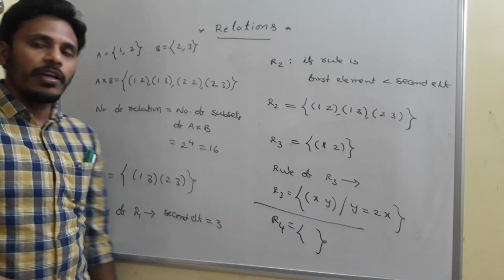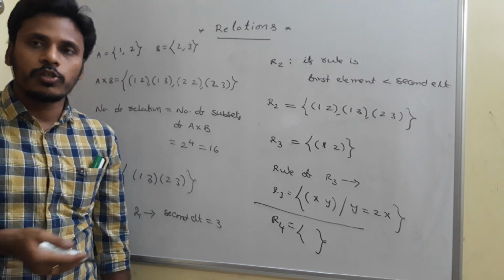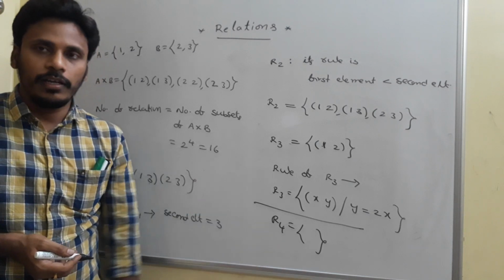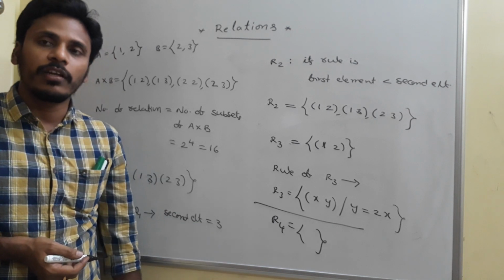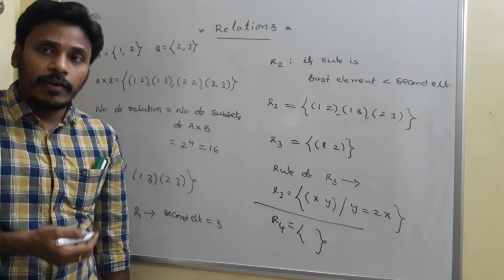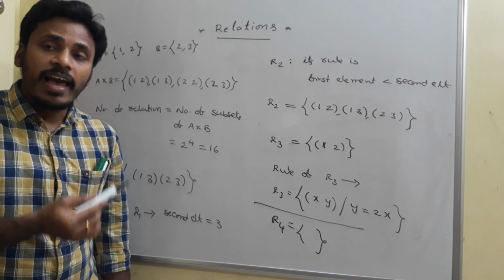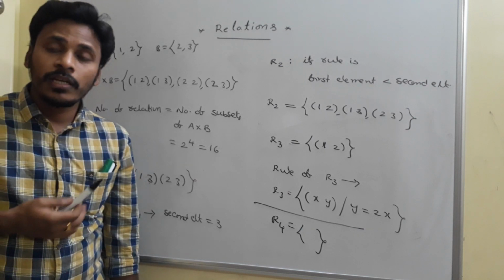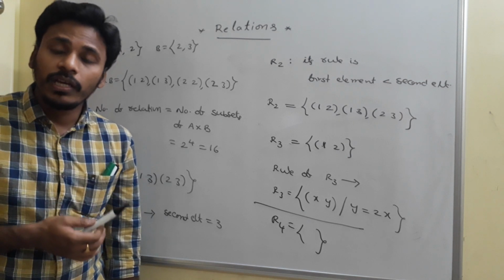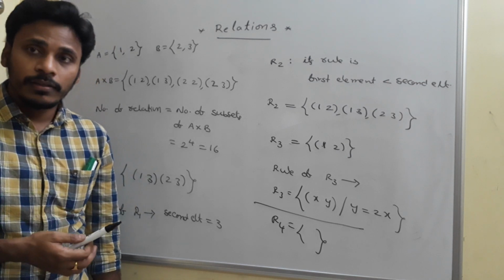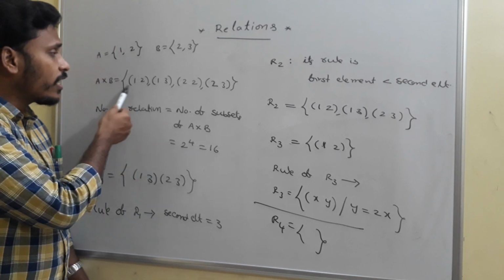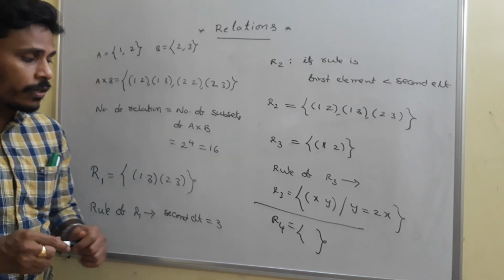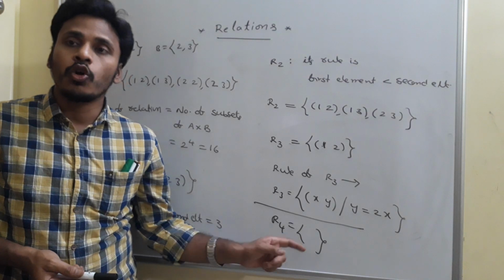Since there are 16 relations, among those 16, one empty relation is also possible. Suppose you take an empty relation. What do you say about the rule of this empty relation? I will define it as ordered pairs having second element as 7. Is there any ordered pair having second element as 7? No. Since there are no such elements, it contains no elements.